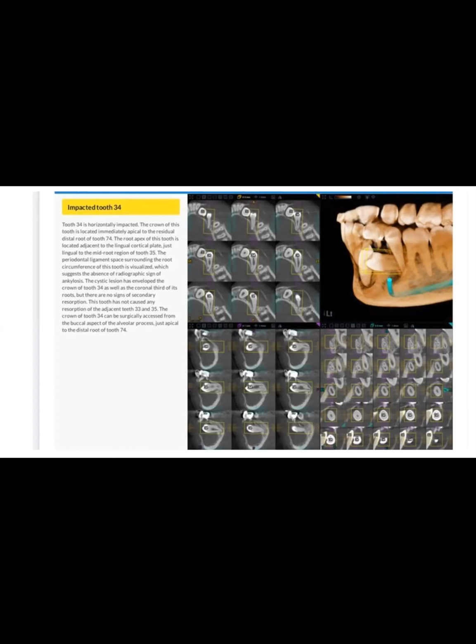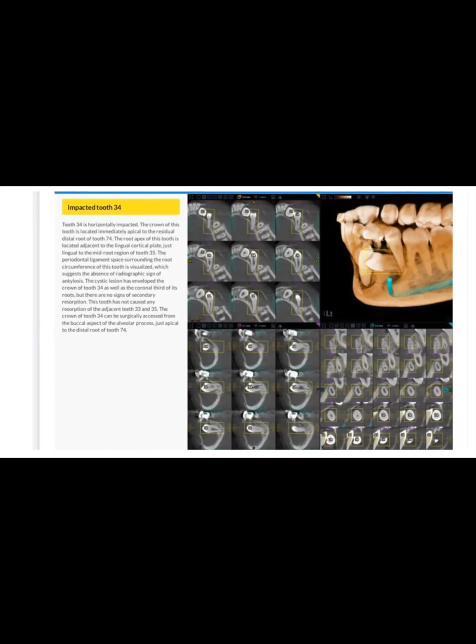The cystic lesion has enveloped the crown of tooth 34, as well as the coronal third of its roots, but there are no signs of secondary resorption. This tooth has not caused any resorption of the adjacent teeth 35 and 33. The crown of the tooth 34 can be surgically accessed from the buccal aspect of the alveolar process, just apical to the distal root of tooth 74.